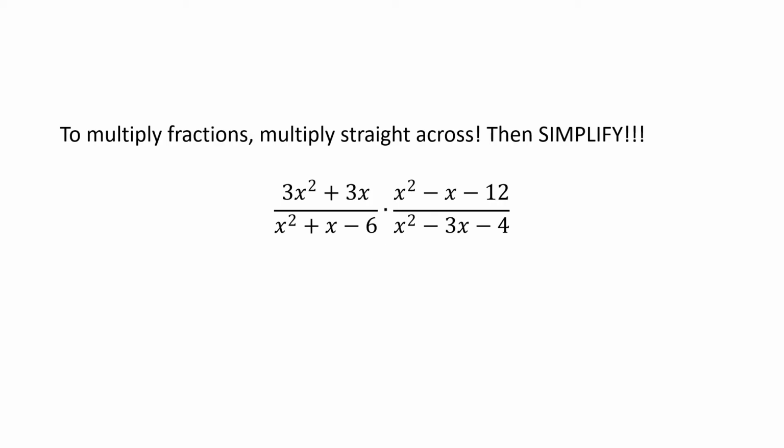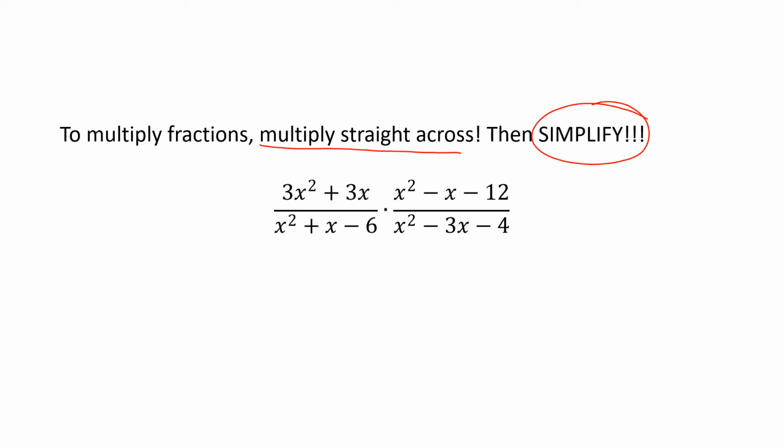We have 3x squared plus 3x over x squared plus x minus 6 times x squared minus x minus 12 over x squared minus 3x minus 4. Now, we saw in the previous review that when we multiply fractions, we multiply straight across. So some of you might already be working on this problem thinking, okay, I'm just going to distribute everything, but that's actually going to make the problem more difficult. If you remember the first multiplication example that we did, we ended up simplifying it at the very end. If possible, you can actually simplify it in the beginning also.